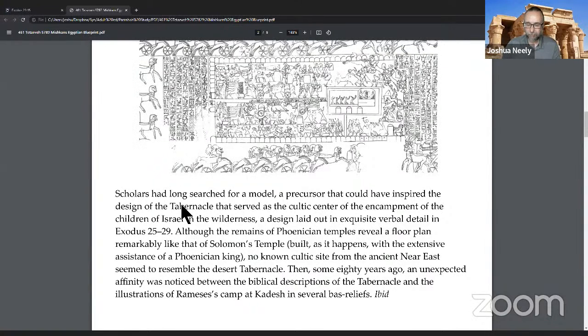Unlike that, where we know other cultural varieties that are very similar to our temple, we don't have anything, right? No known cultic site from the ancient Near East seemed to resemble the desert tabernacle. We don't have any examples of what it looks like.